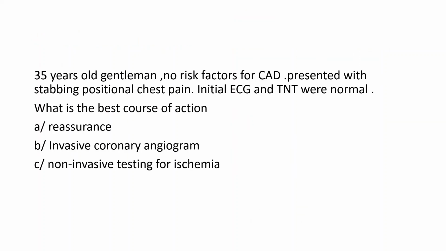Okay, now I have this patient, an 85-year-old gentleman, no risk factors for IHD, presented with stable chest pain. Initial ECG and troponin were normal. So what's the best course of action? What are you going to do here? Reassurance, invasive coronary angiogram, or non-invasive testing for ischemia?